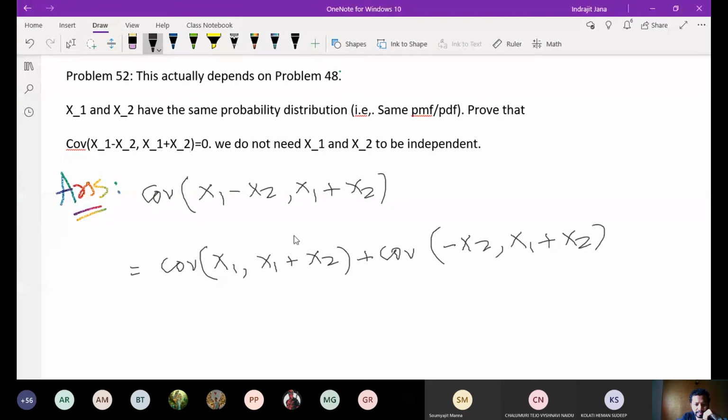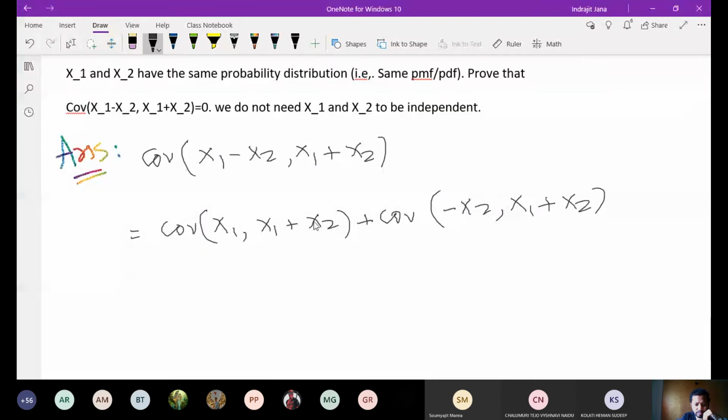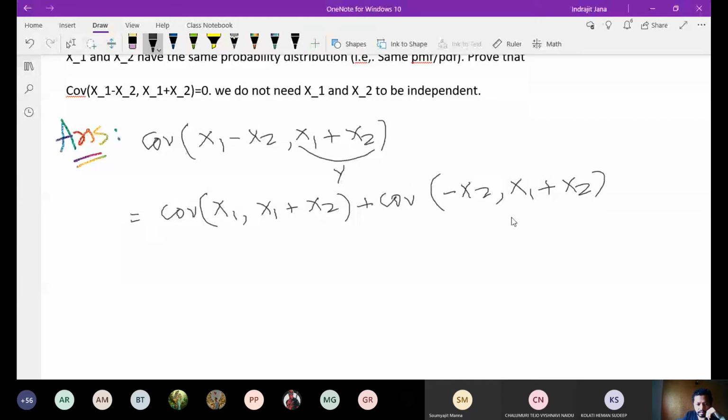So covariance of that is going to be x1 comma x1 plus x2, which is y. So you can think of this thing as y in the previous problem. So x1 comma y plus covariance of negative x2 comma y. This is going to be covariance of x1 comma x1 plus x2, and the negative of covariance of negative x2 will come out as negative of covariance of x2 comma x1 plus x2.